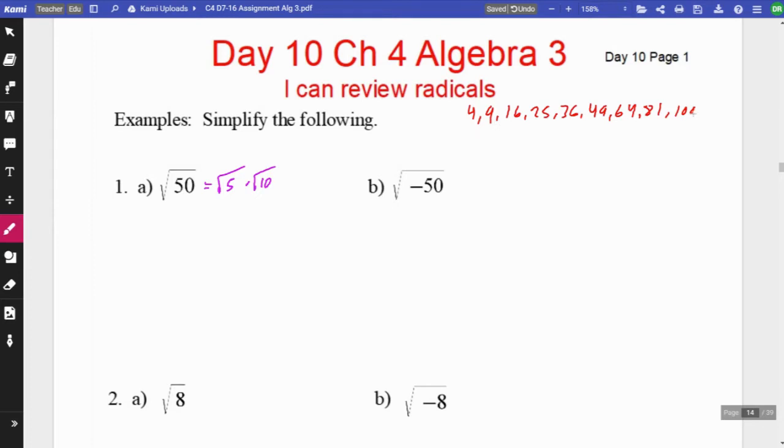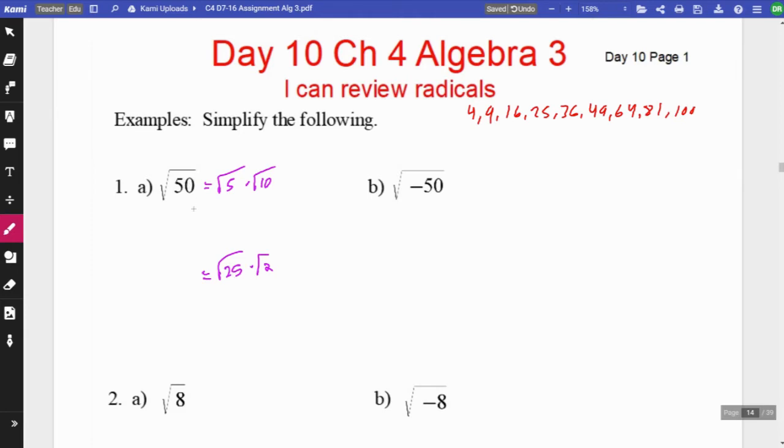Are there any numbers in my list that 50 is divisible by? Or is any number in the list a product of itself and some other number to get 50? Yeah, 25. 25 multiplies with 2 to get 50. So instead of these, I'll do that right down here because I'm going to go back to this in a second. I'm going to say that 50 is really just the square root of 25 times the square root of 2.